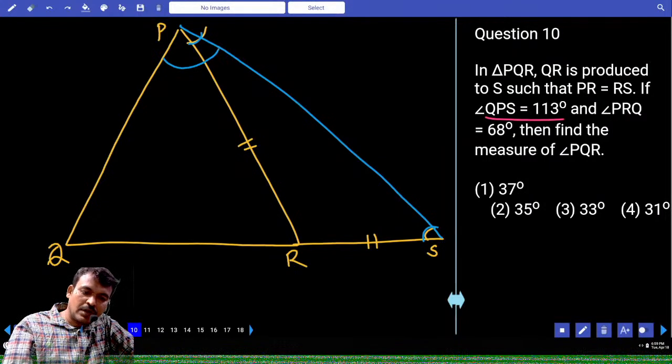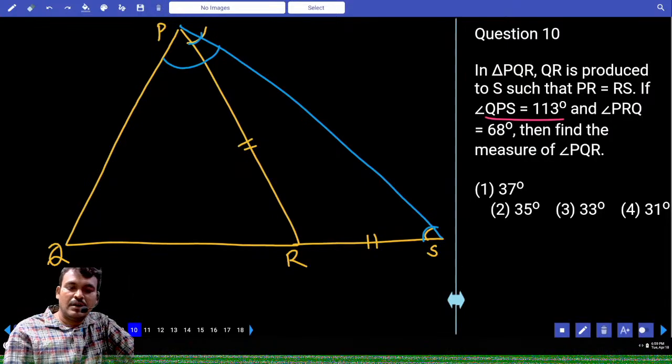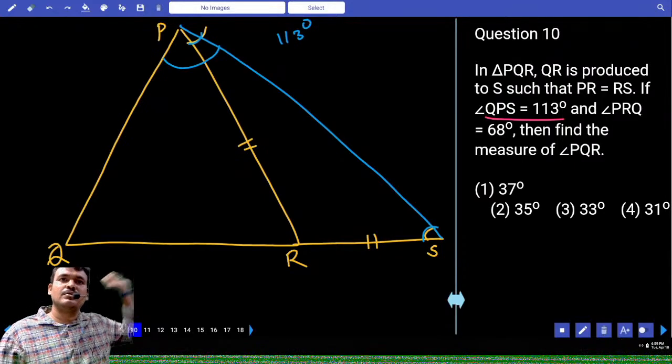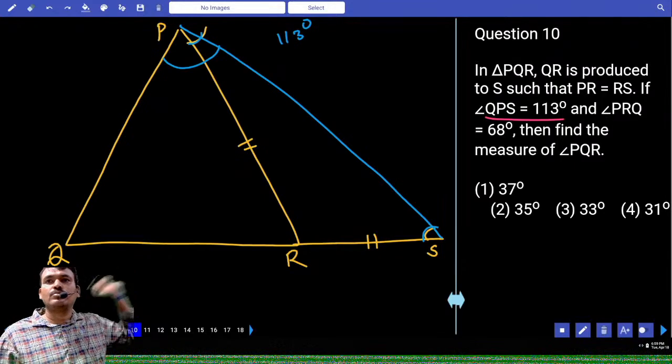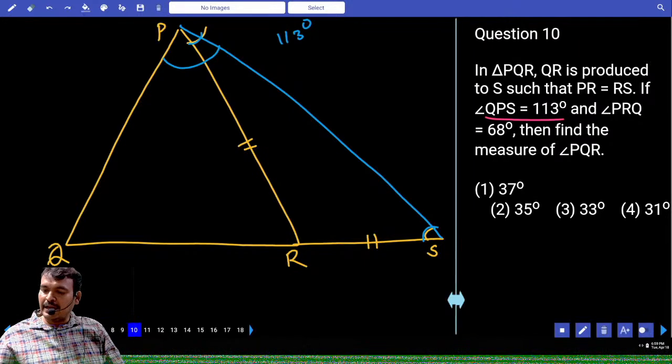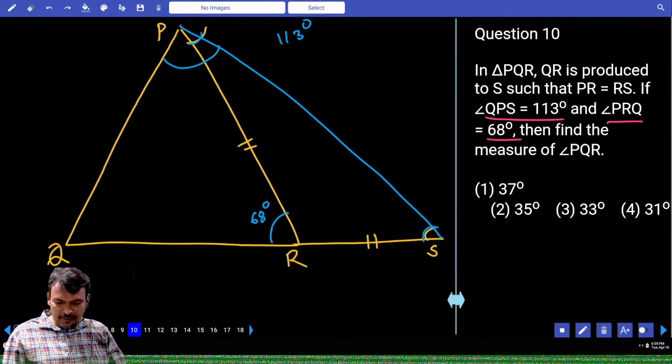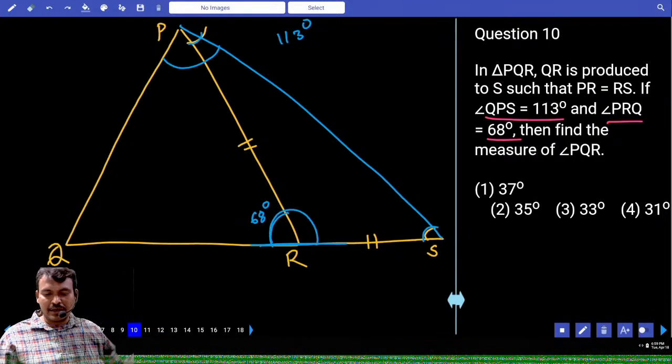QPS means this total value is how much? 113. Total value 113. Only one angle, 113. One angle of both angles sum. Both angles sum is how much? 113. And angle PRQ is how much? 68. PRQ means it is how many degrees? 68. And one more, here R is a straight line angular. What is the R total value? 180. In that 68 complete, what is the remaining?